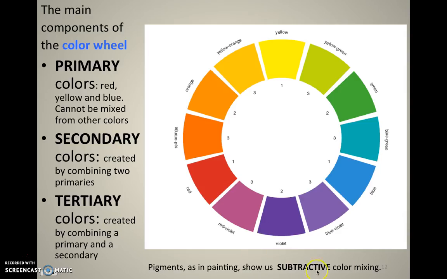Whereas with subtractive color mixing, that's what we do with paint. So when you add red, yellow, and blue and other colors, the more colors that you add with paint, the more you head towards black. It's the opposite. Please understand the components of the color wheel, the primary colors, secondary colors, and tertiary colors. Make sure you understand what they mean.